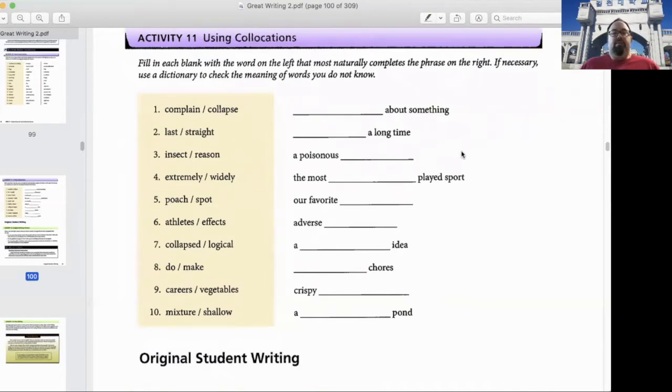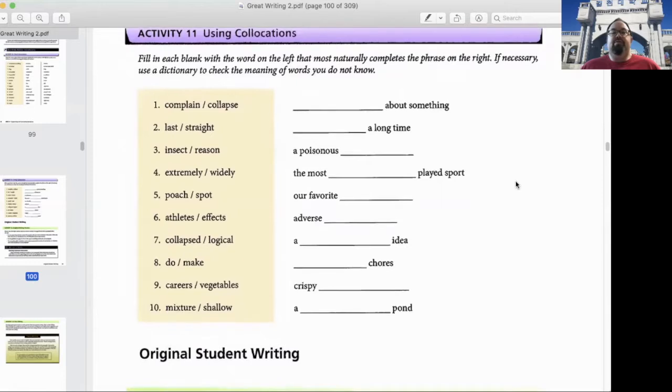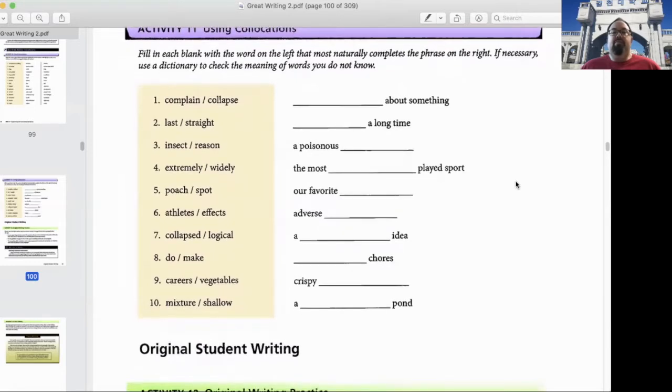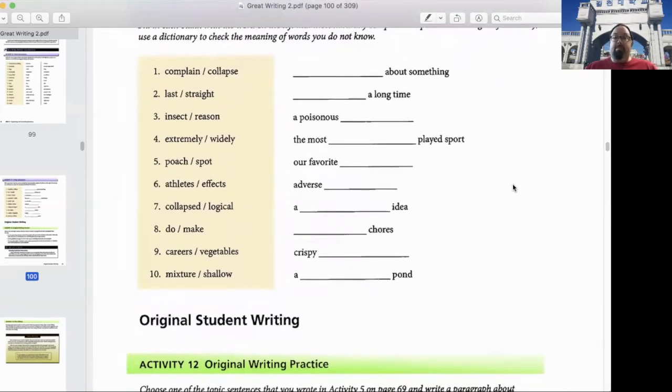Number 3, a poisonous insect, a poisonous insect. A reason cannot be poisonous, but an insect can, or a snake, a poisonous snake could work there. Number 4, extremely or widely, the most played sport. In this case, you're talking about something that is played by many people, maybe all over the world. And so you want to use widely there, the most widely played sport. You could say soccer is a widely played sport. Many people play it in many different places all around the world.